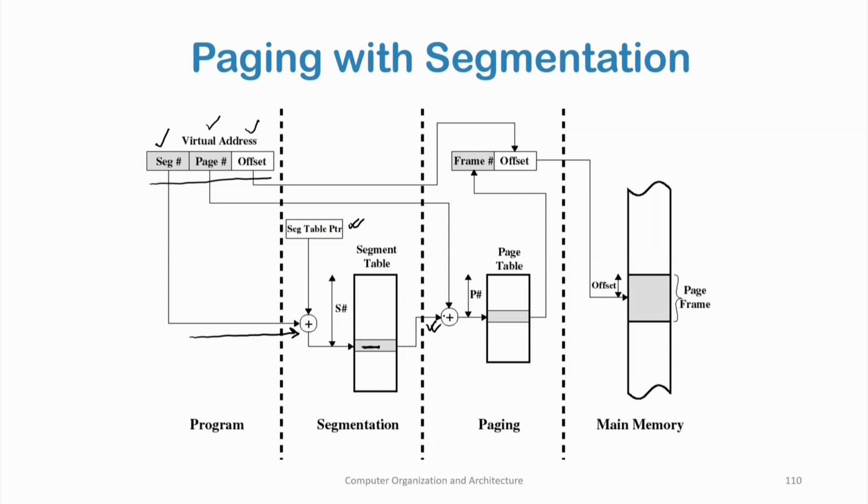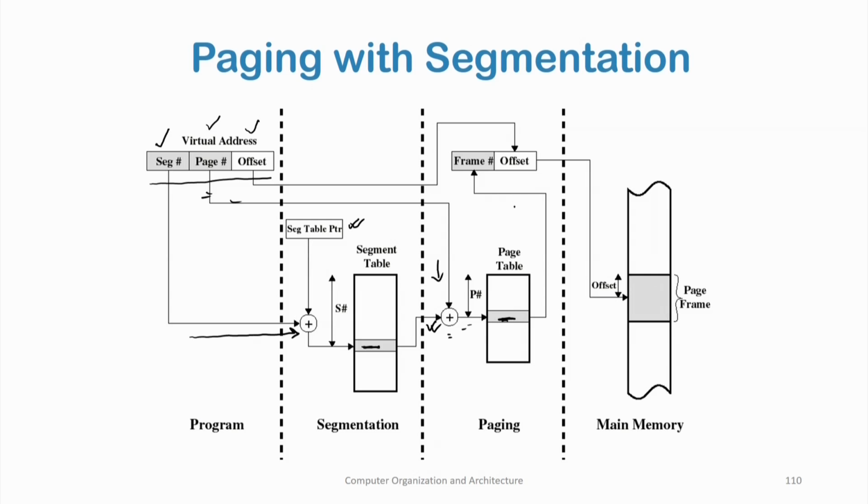Okay, I get the starting address of the page table, and the index into that page table, where within that page table I have to go, is given by the page number part of the virtual address. When I get these two, I add them up and I get to the page table entry. From the page table entry, I get the physical page frame number.